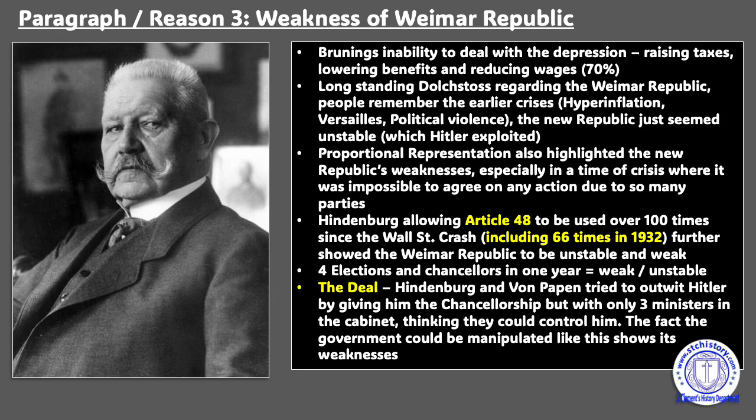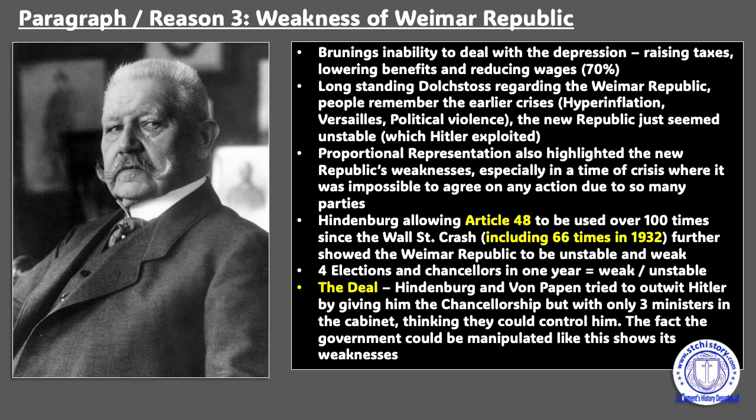Hindenburg and von Papen, they try to outwit Hitler a little bit. They give him the chancellorship, but only 3 ministers, including Hitler, in the cabinet out of 12. They think that generally that means he's not going to have much power, and it's just a figurehead, but von Papen will essentially still run the government. However, the main point here is that the fact that the government could be manipulated like this shows how weak it is and how dangerous it is that this could happen.